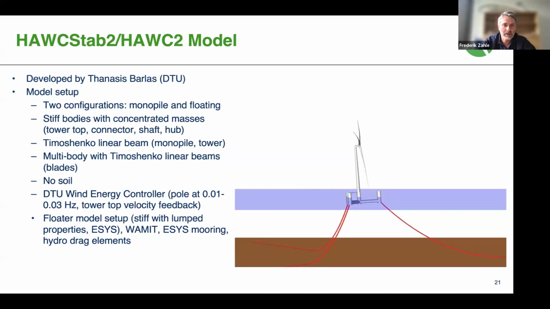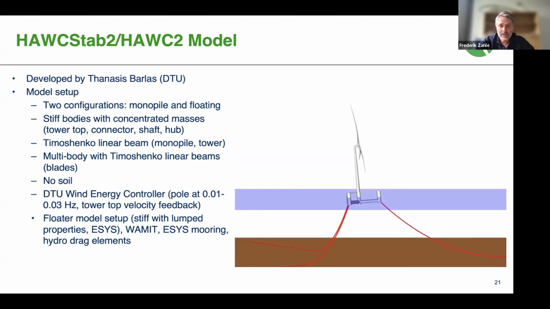We used stiff bodies and concentrated masses for tower top, connector, shaft, and hub, linear beams for the monopile and tower, and full non-linear multi-body with Timoshenko linear beams for the blades, where we include this full 6x6 stiffness matrix formulation.